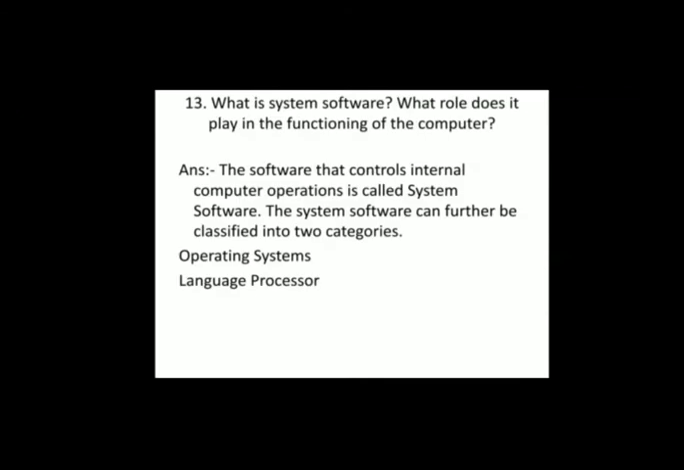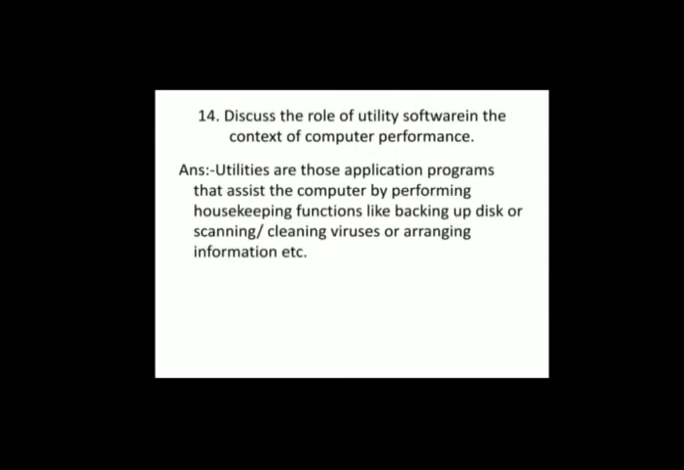Question number 13. What is the system software? What role does it play in the functioning of a computer? The software that controls the internal computer operation is called the system software. The system software can further be classified into two categories: operating system and language processor.